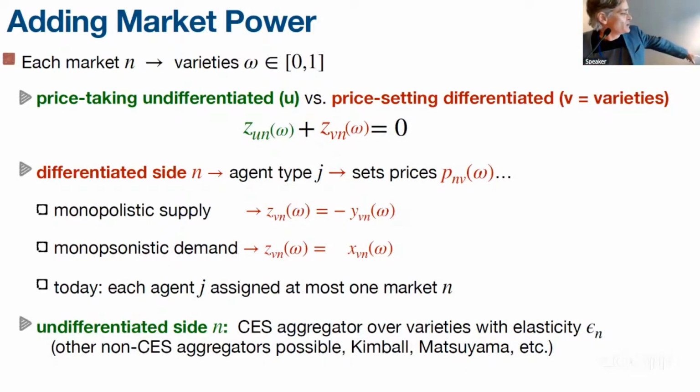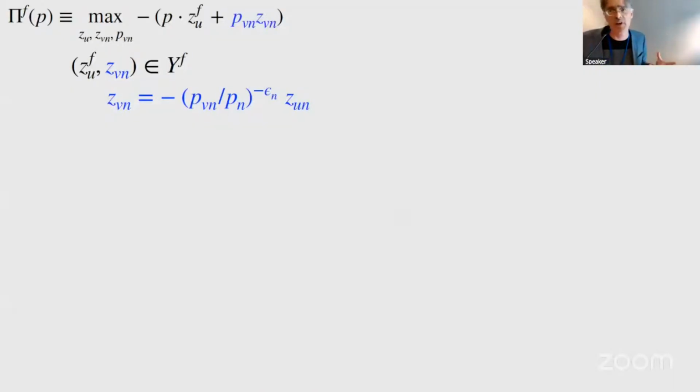Now, the undifferentiated side within a market, we're going to have to aggregate, and we're going to do CES, the simplest thing. So Dixit-Stiglitz; we have done other things, and it's similar for our purposes. For the construction I'm going to build, you'll kind of sense that that's true. So here's the construction.